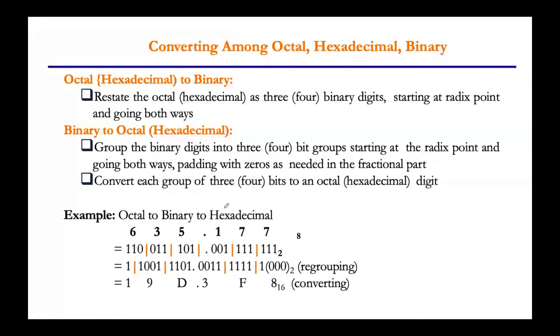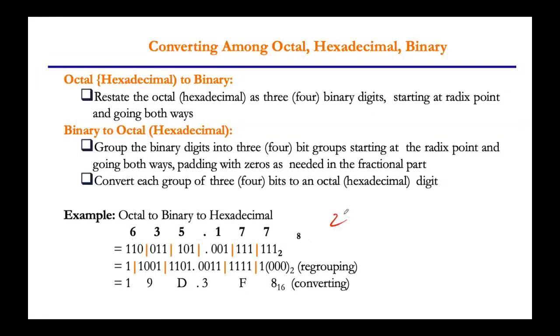So let us see. We have an octal number which is given, suppose 635.177. Is it octal or not? We can say it is octal, because all these digits, in the integer portion or the fractional part, use only the digits from 0 to 7. So then try to convert this octal into binary form.